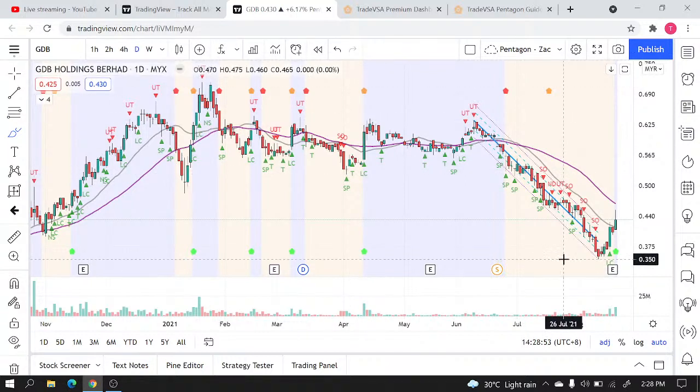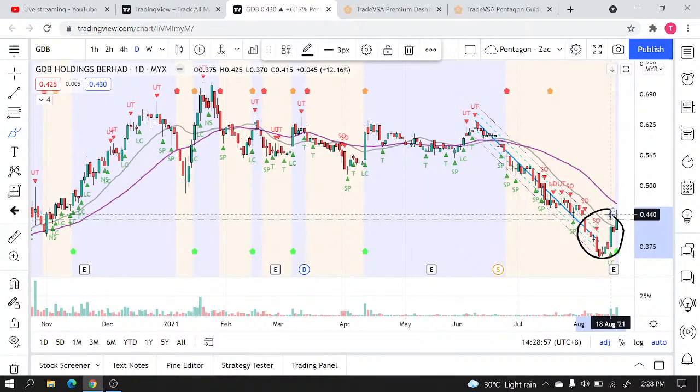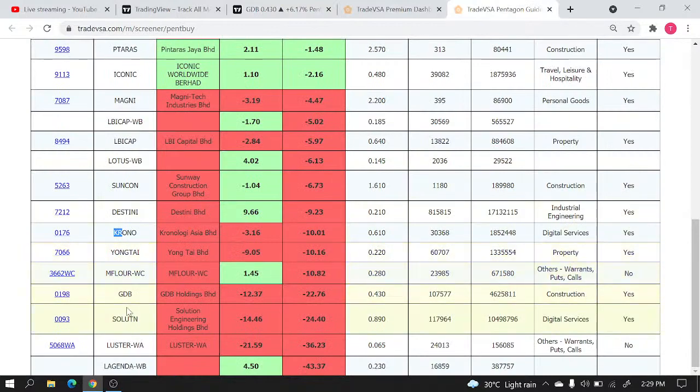Okay, so GDB volume is higher. I don't know whether this is considered submarine or not, but if you fit the criteria, I think it's okay also, because the volume definitely is getting higher already. A bit similar, Destiny. Volume's getting higher, closing to the 40 MA. All right, last one, solution.